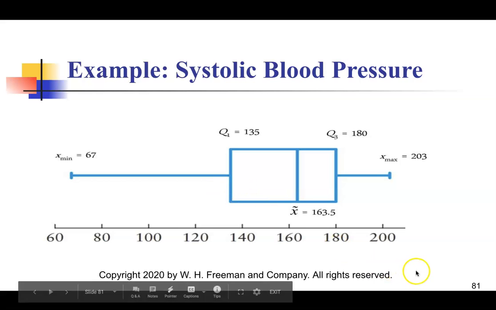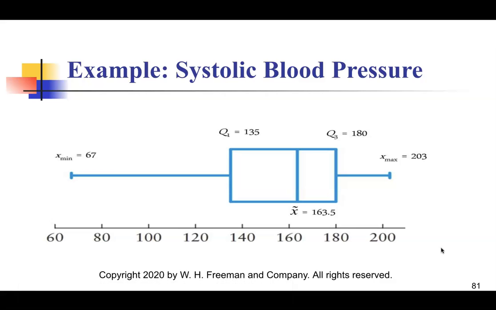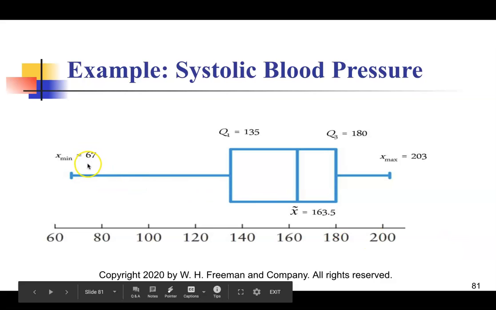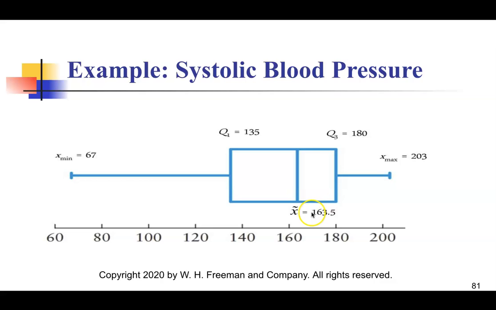So this is an example of a systolic blood pressure data set, and we can see here that it is quite skewed to the left. And with the data, and this was data that you can download, you get the 5-number summary. The min was 67, Q1 was 135, the median was 163.5, Q3 was 180, and the max was 203. So those all got plotted.